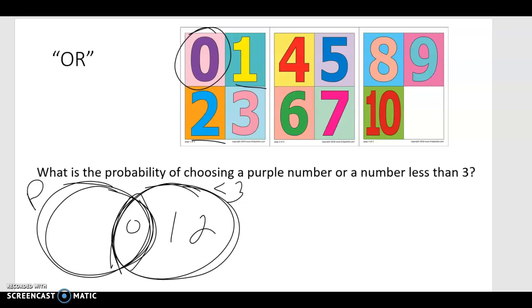So if you think about it, based off of this, we have 3 numbers, 0, 1, and 2, that are either purple or less than 3. Now, 0 happens to be purple and less than 3, but that's okay. So I have 3 numbers total that satisfy this OR problem out of 11 total numbers. So the probability would be 3 out of 11.